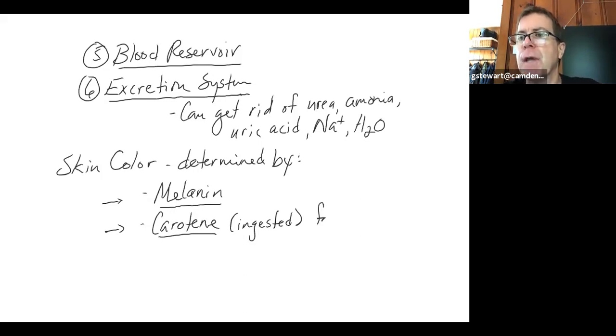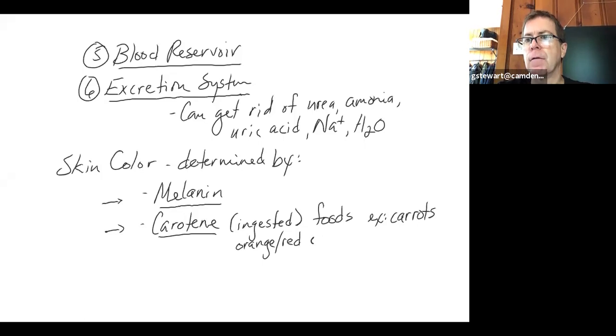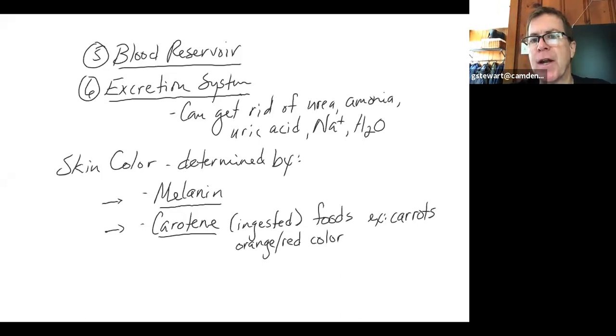Keratin is ingested in foods, particularly things high in vitamin A. An example would be carrots. And this has an orangey red color to it. The more keratin-ridden foods that we eat, the more reddish hue our skin takes.